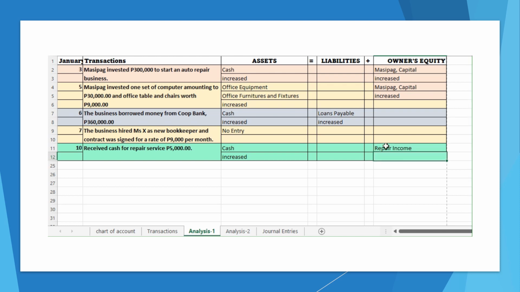So under the owner's equity, the income will increase the owner's equity. Therefore, it is to be credited. And if it is to be credited, it will increase the owner's equity. Okay. You have any question? Can you follow? Okay. Very good.